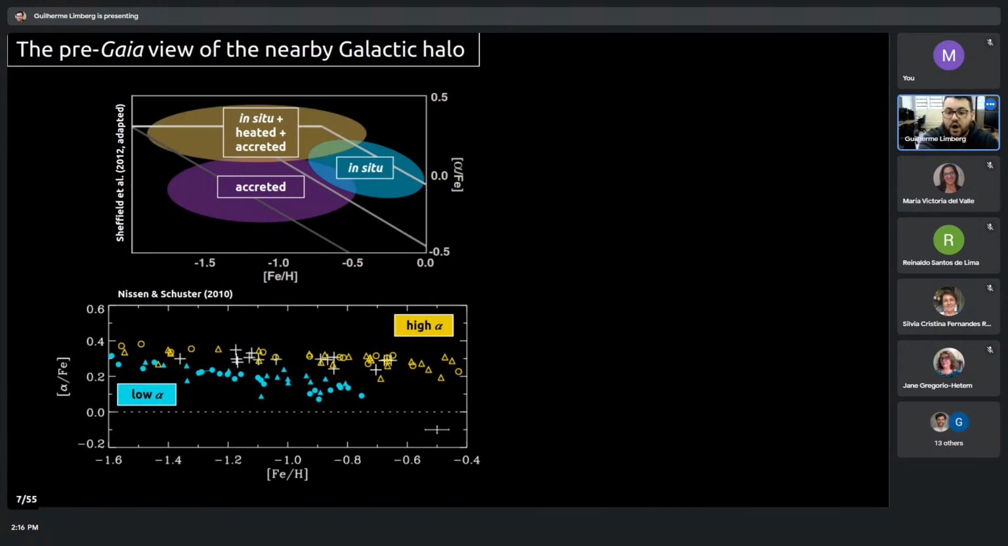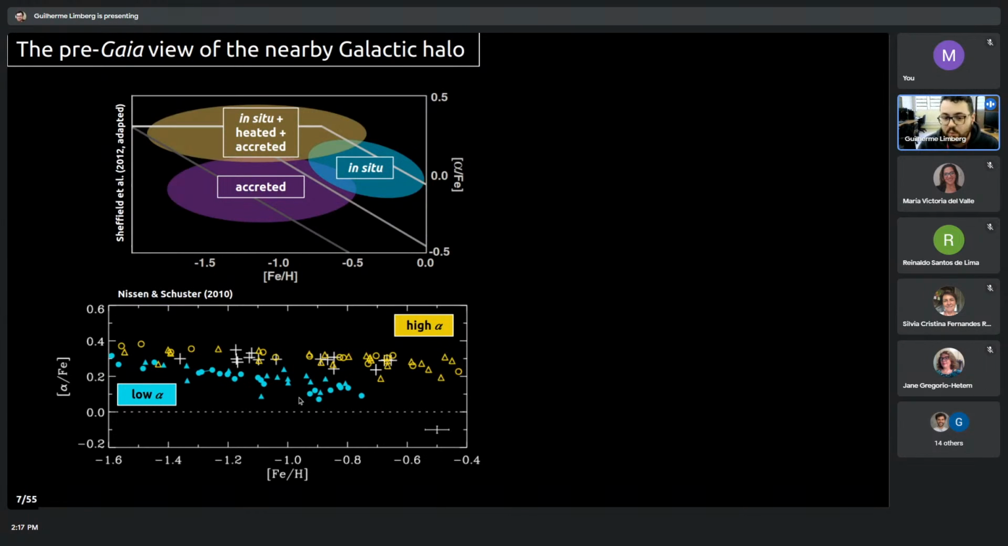And we can see that overall, the halo of our galaxy, at least in the solar vicinity, all of these stars are within 300 parsec from the sun. This is a very nearby sample. The halo can be divided broadly into two populations: a high alpha population, with high alpha over iron ratios, and a low alpha population represented here by the cyan points.